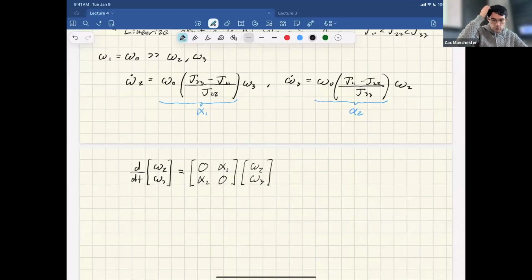So it's a little 2 by 2 matrix equation. And if you've done linear systems before, this looks like x dot equals A times x. Right. Okay. So those who have done linear system stuff before, how do I check if this linear system is stable?